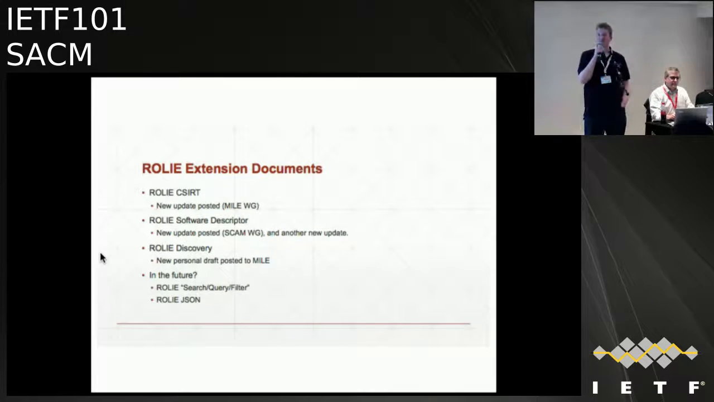Text is very small, but this is a very brief overview of the status of the ROLIE ecosystem drafts. A new CSIRT draft extension was just posted to MILE. Two new versions of the software descriptor were just posted here in SACM, which I'm going to go over. A new personal draft going over discovery using DNS-SD was posted. And there's a couple things that we're thinking about doing in the future. There's a concept of doing searching or querying, and then a JSON version of ROLIE, which both Takeshi and Brett have expressed interest in working on, as well as a couple other people. So something to look out for in the future.